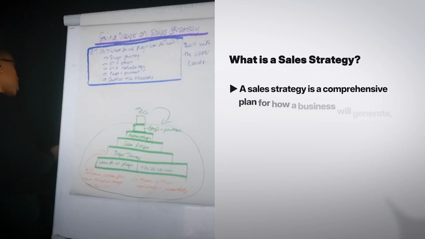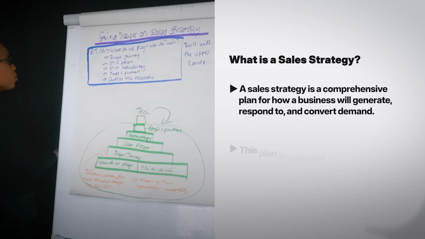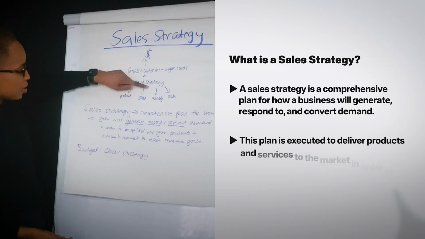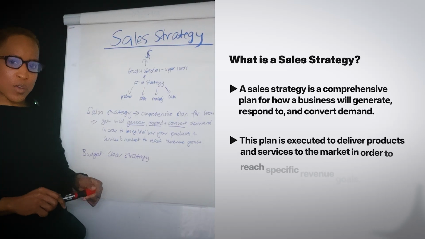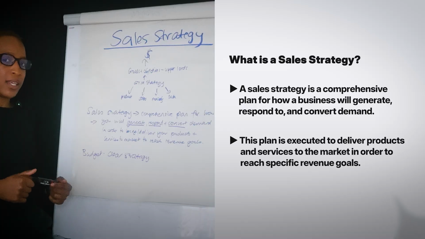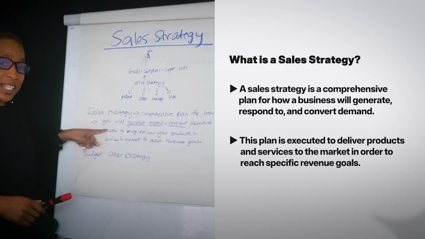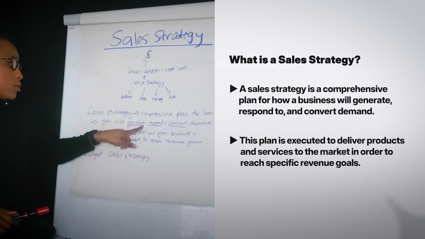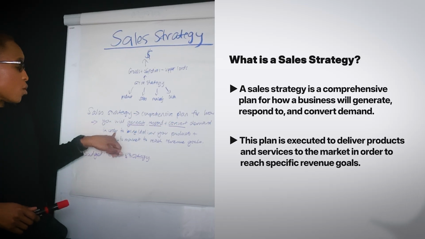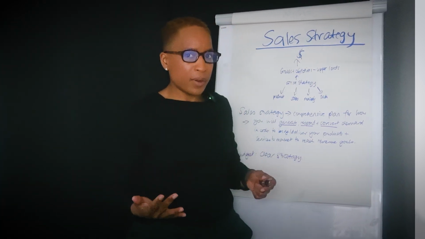So your sales strategy is your comprehensive plan for how you are going to generate, respond, and convert demand in order to bring or deliver your products and services to market so you can reach your revenue goals. That's it. So I want you to understand that I need to build a plan. This plan has to indicate very clearly how I'm going to generate, respond, and convert demand. And then I'm going to show how that is going to connect to revenue goals this year or whatever period it is.